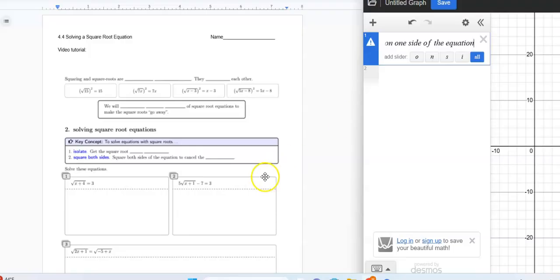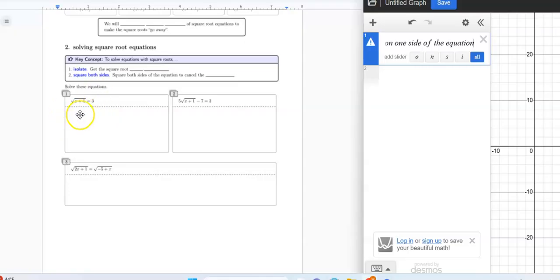Okay, so here are the examples. Here we have the square root of x plus 4 equals 3. We have the square root all by itself on one side of the equal sign, and on the other side there are no square roots or anything. So what we can do is square both sides.